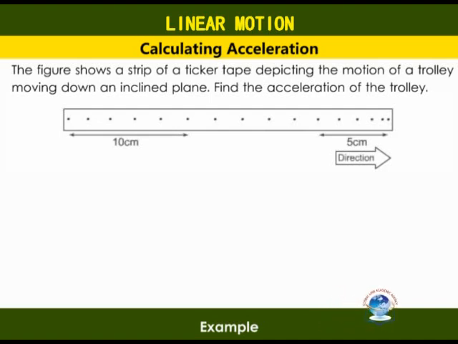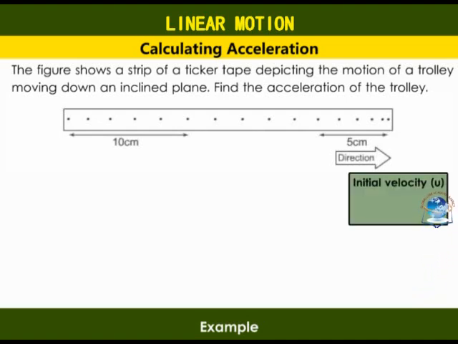We find U, V, and T. The direction is towards the right, so this is the first dot. Here, we are given that the trolley made 5 ticks to move 5 centimeters. The displacement is 5 centimeters, and the time is 5 ticks, which is equal to 5 times 0.02, which is equal to 0.1 seconds. So U will be 5 centimeters over 0.1 seconds, giving us 50 centimeters per second.